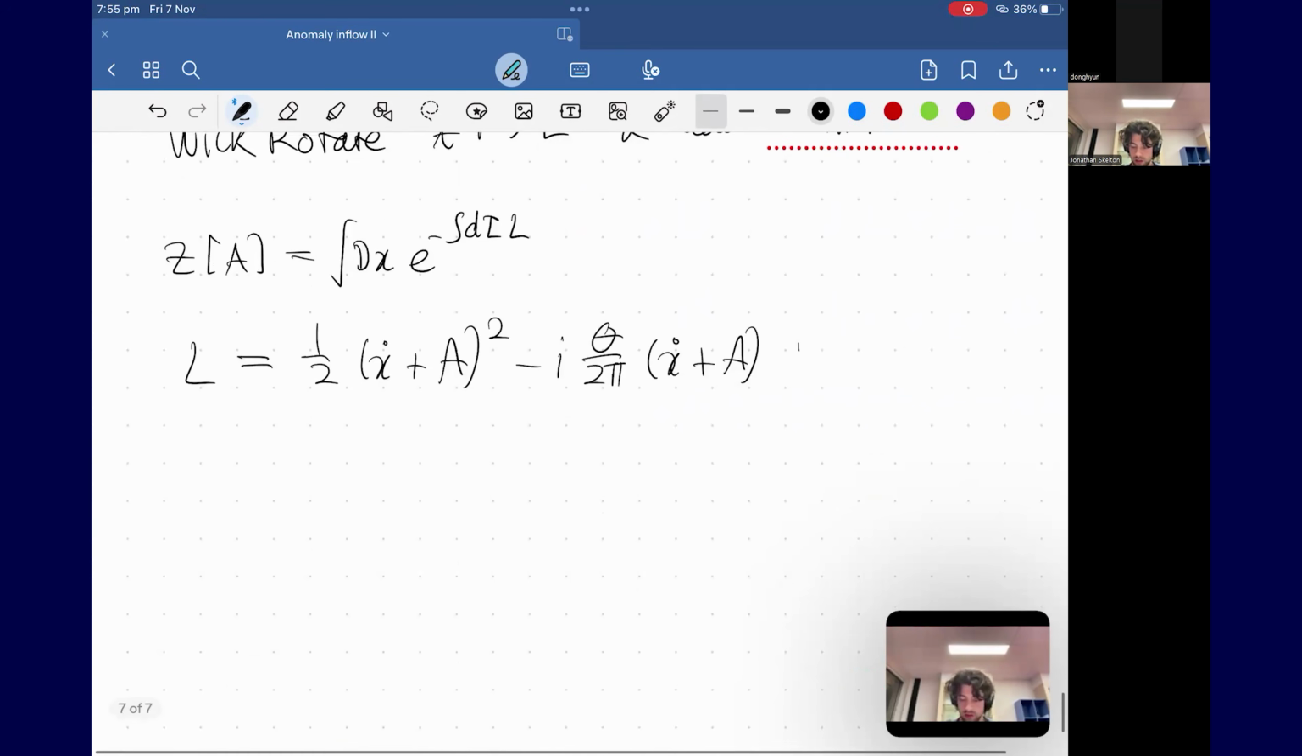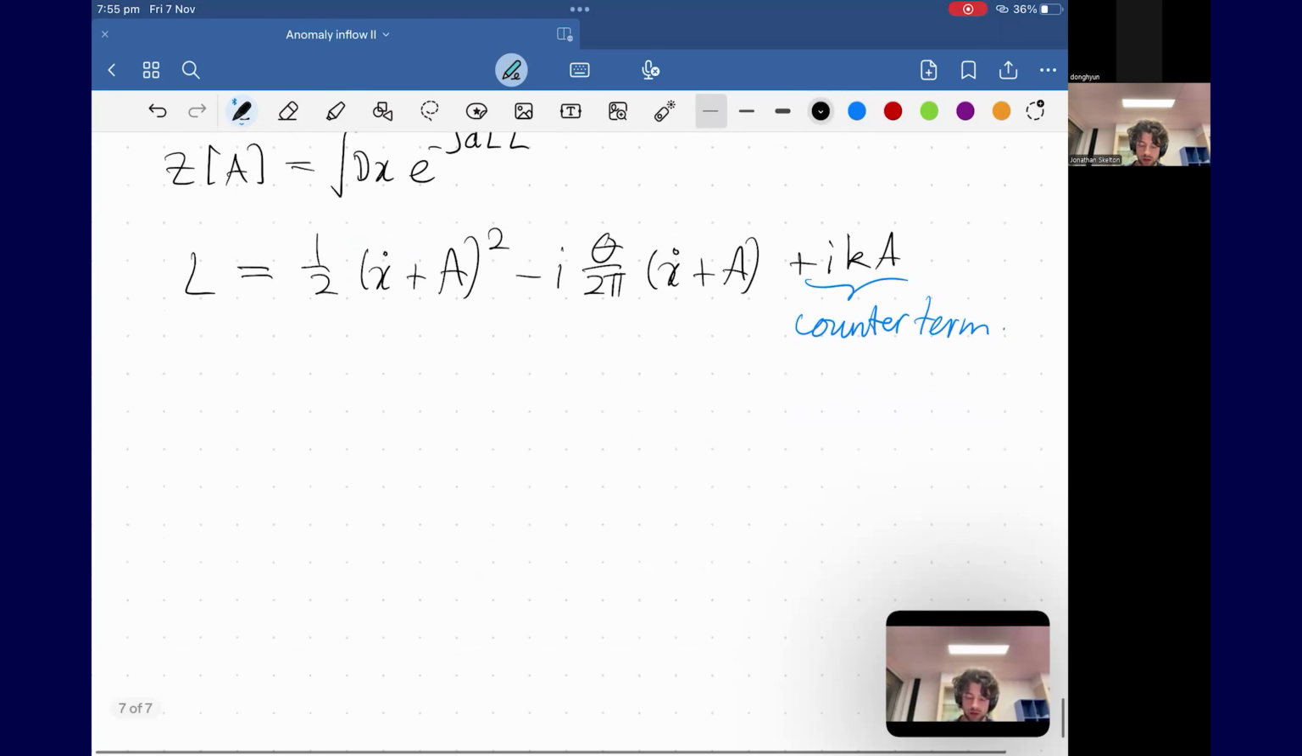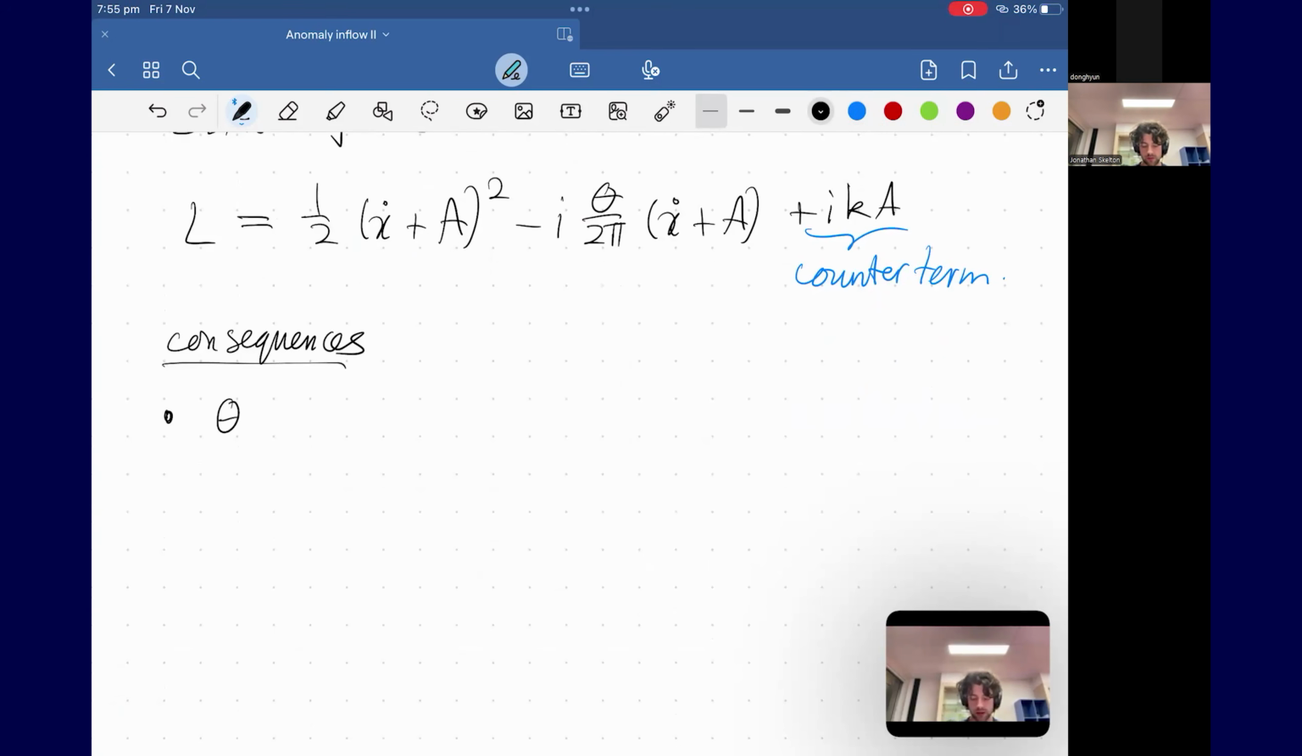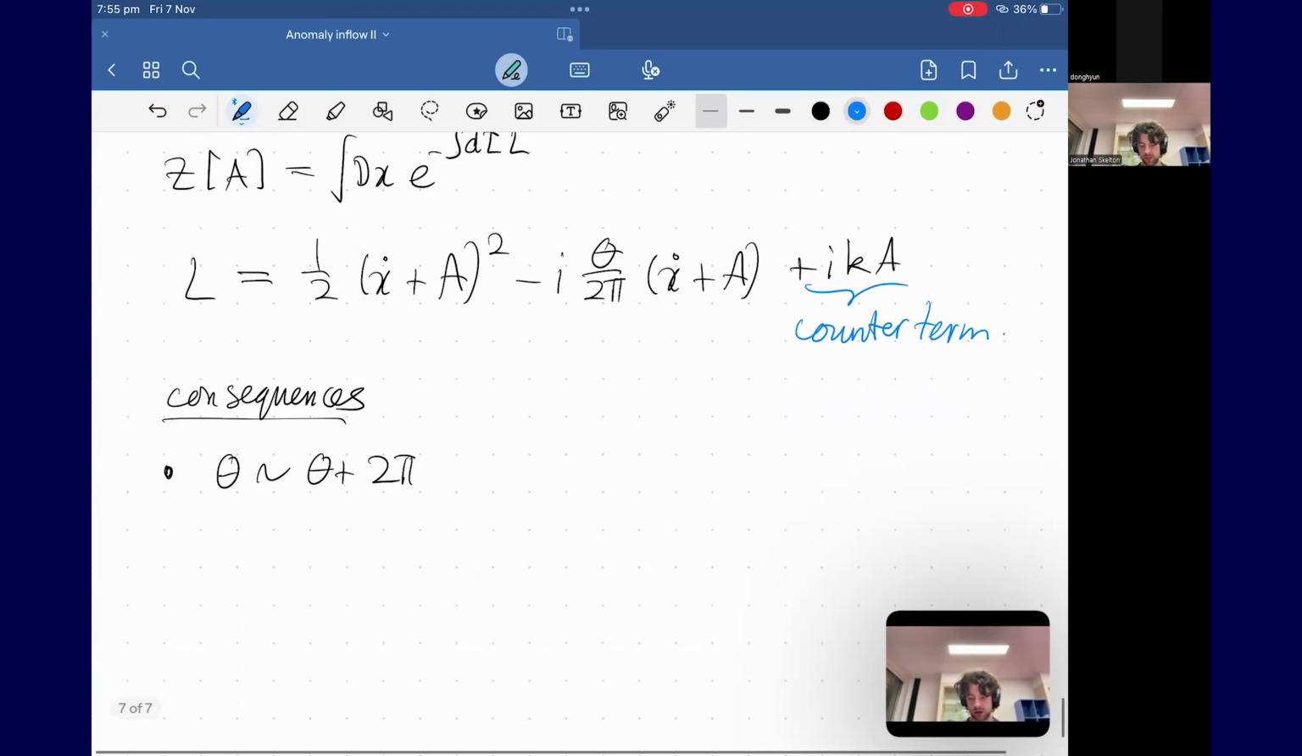Okay, plus, and then this is going to be our counter term. So this is the counter term. Okay, so a couple immediate consequences of this is that in order for this to be consistent, we need that theta is equivalent to theta plus 2 pi. Oh, also these are constants, so I should say here we're assuming that theta is a constant.